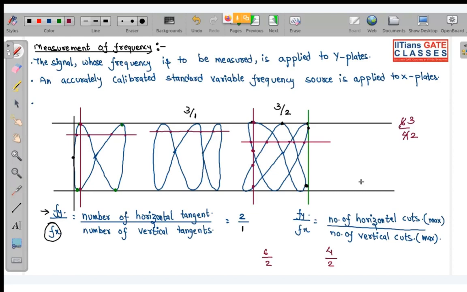Okay. So this is all about your CRO. So CRO, this much is enough to solve any question. Now there are few peculiar questions. I think in 2003 and 2007, if you see that question, two questions are there. Those two questions, whatever theory you read, you won't be able to answer that question.